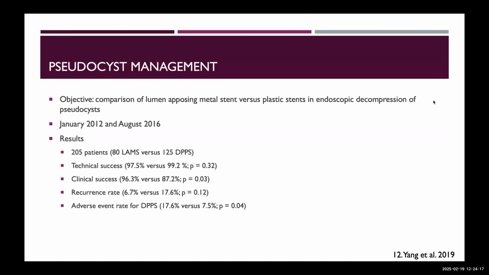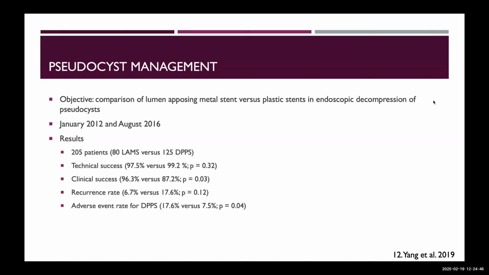Now, this is a bit of an important slide, I would say, at least from a technical perspective, from a gastroenterology perspective, because lumen-opposing metal stents are much easier to deploy. It's a one-step device, but they cost around $6,000, compared to plastic stents, where the cost is probably in the order of a couple hundred dollars. So it's several-fold more expensive using a lumen-opposing metal stent for pseudocyst drainage.